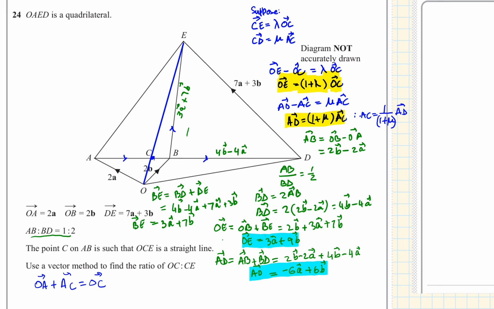And therefore OC is equal to 1 over 1 plus lambda times vector OE. Okay, we are all talking about vectors here. So I know what AD and OE are. I know what AD is from here, and I know what OE is from here, so I will just substitute that.